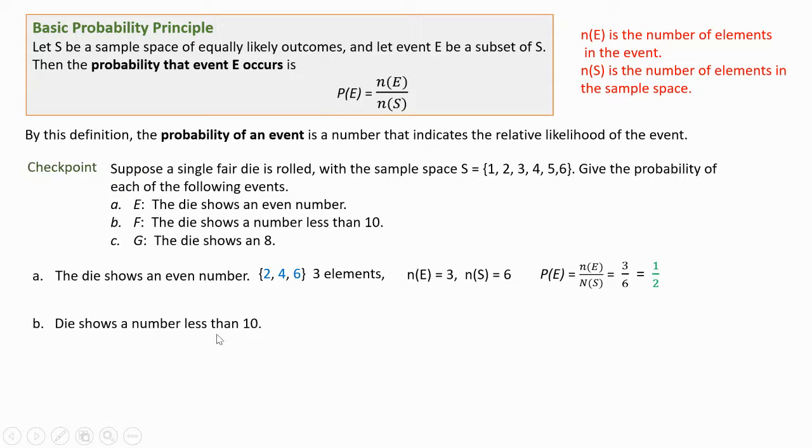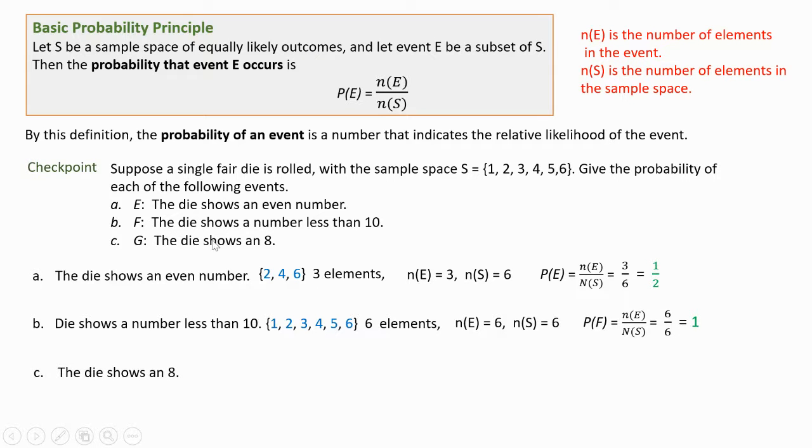Now for B, the die shows a number less than 10. Hey guys, less than 10 from the sample space, won't it be all of them? So it's 6 elements. The number of E is 6, and the sample space is 6. So the probability of event F is equal to 6 over 6, which is equal to 1.